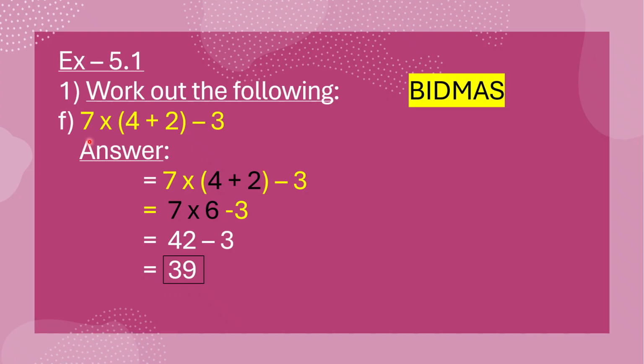F sum, 7 of 4 plus 2 minus 3. Okay, so we have to use the BIDMAS rule. So B stands for bracket. So we have to check, do we have any brackets in our sum? Do we have? Yes, we have brackets. So we have to do brackets first. 7 of 4 plus 2 minus 3.